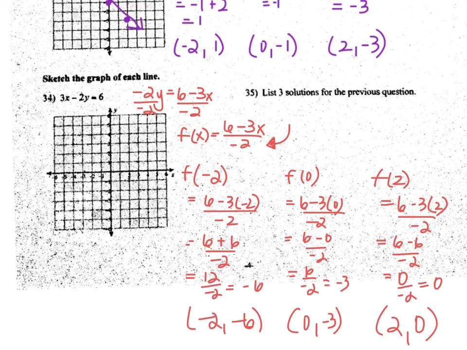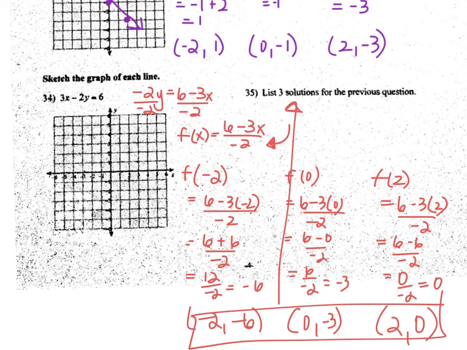So if I go to plot those, remember these are what we call solutions. Don't forget that. These are the solutions. If I plot them, hopefully I get this one right. Third time's the charm, right? (-2, -6), it's down here. (0, -3). (2, 0). Ta-da! It's a straight line, so I know that I did all that math right. And I'm going to connect them because the domain is all real numbers, so it's going to have to be continuous.